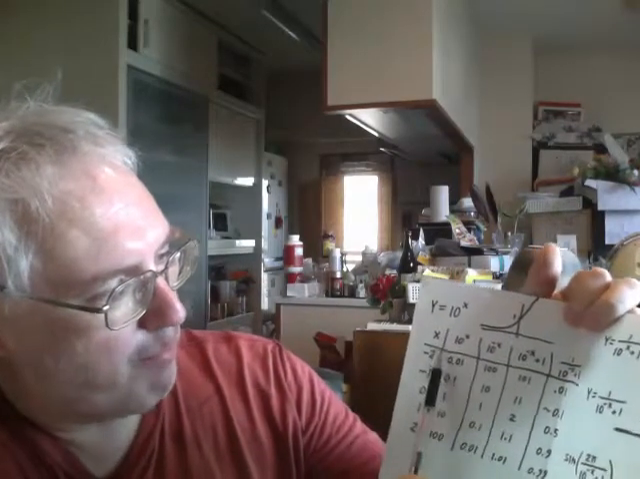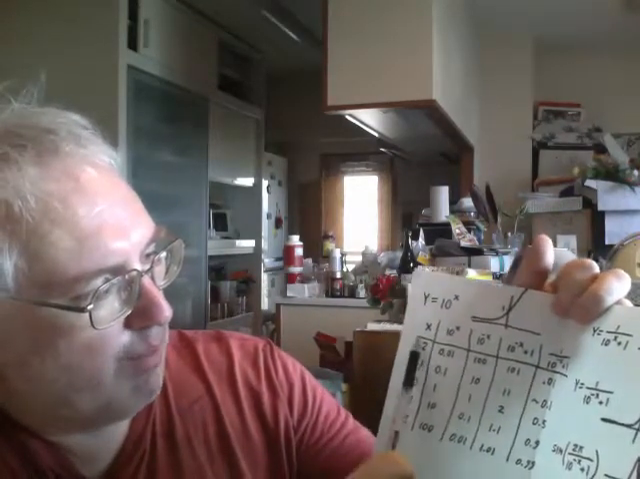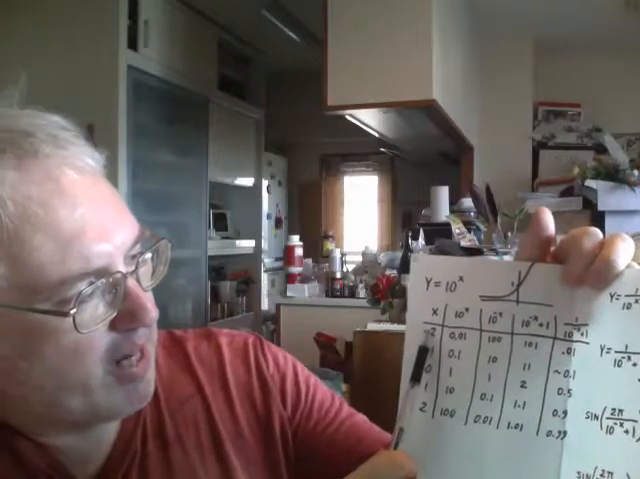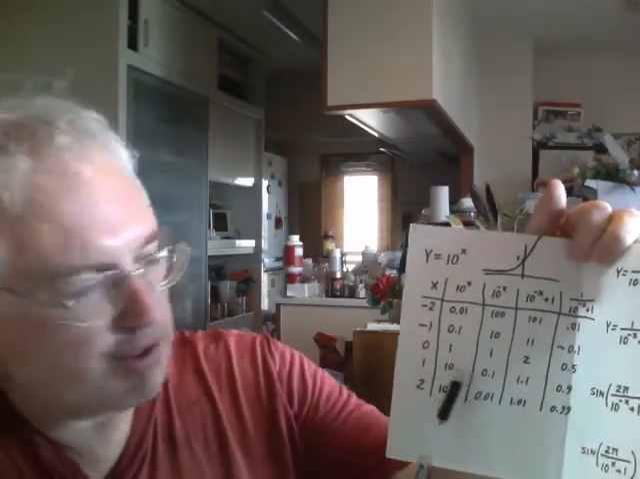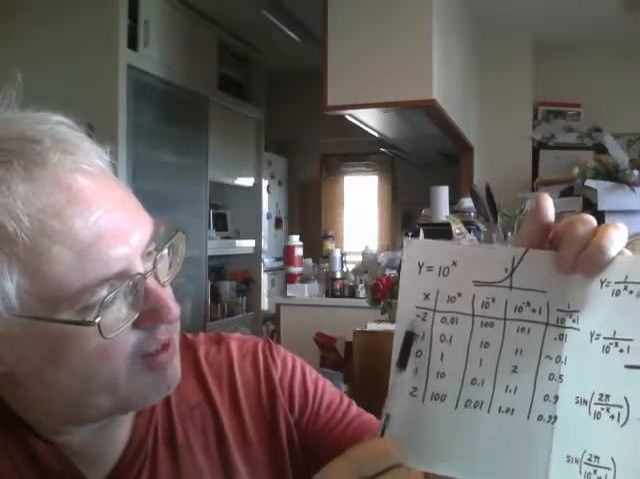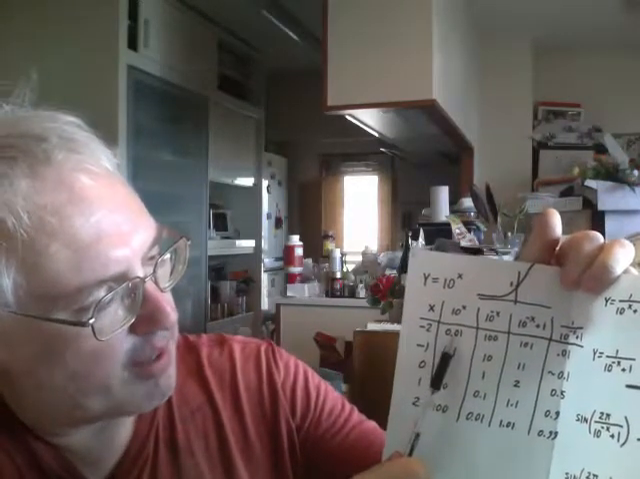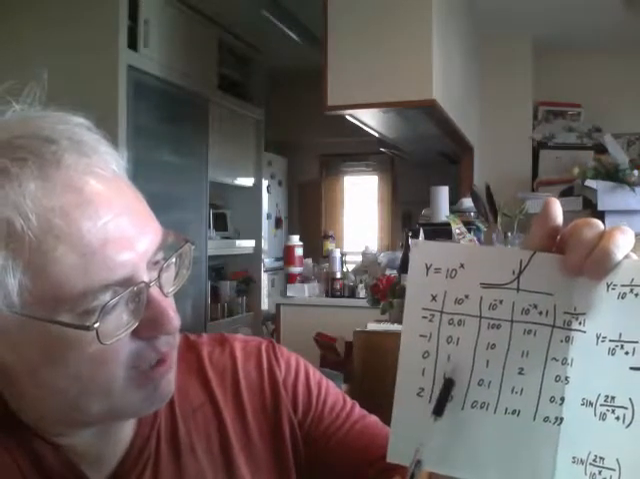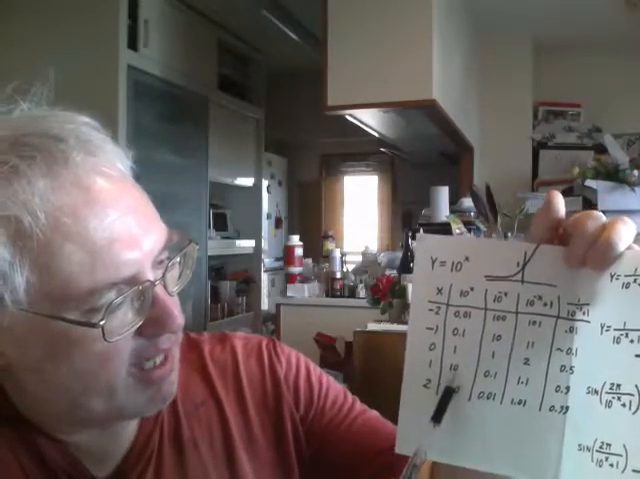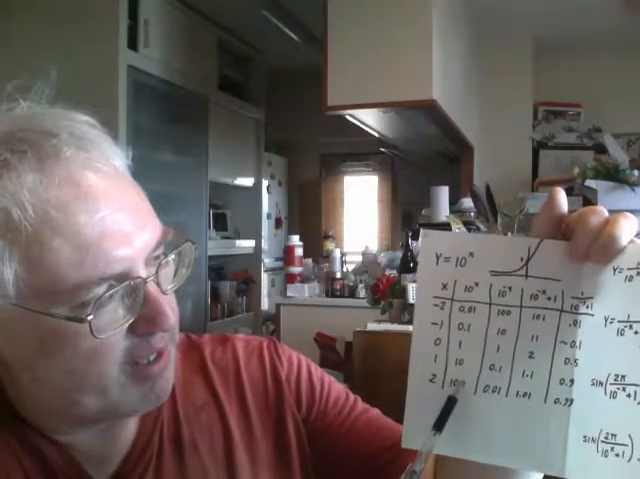So when we make a graph of just 10 to the x, we'll try it out on these values. Negative 2, it's 1/100th. At negative 1, it's 1/10th. At 0, it's 1. At 1, it's already up to 10, and at 2, it's up to 100.